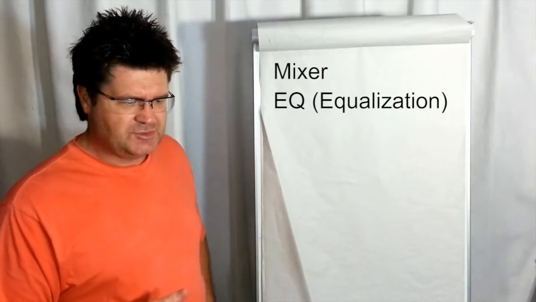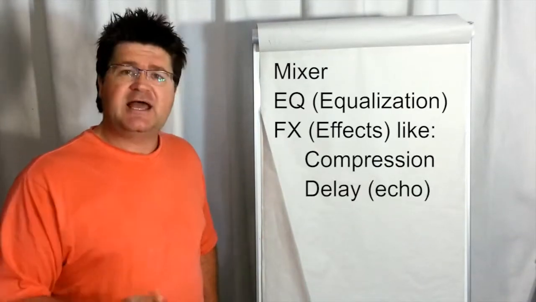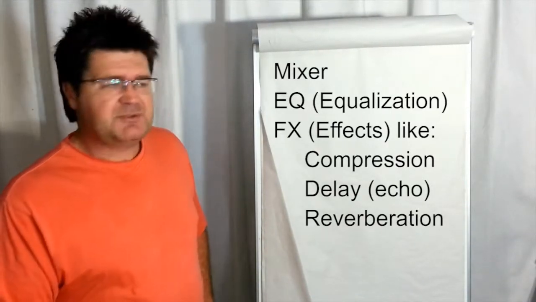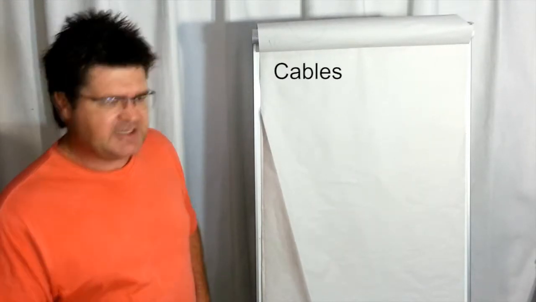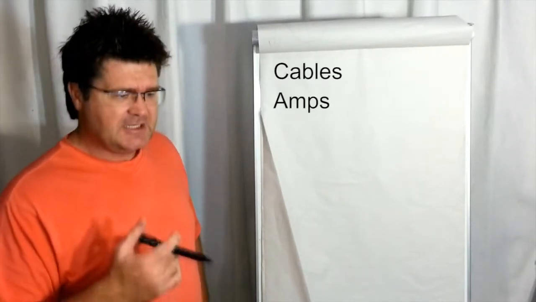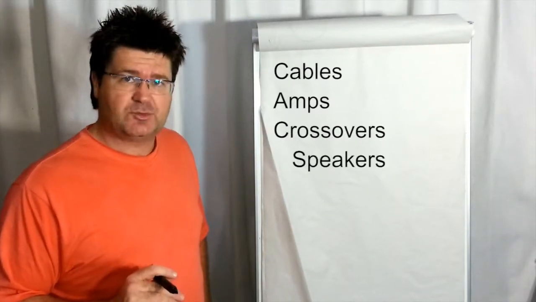We use effects units, which can be many. They can be compression, delay, reverb. They can once again be built into a mixer or sometimes be external units. Obviously cabling and cables, which we will look at, amps, crossovers, what they do, speakers. We've touched on how a speaker works.